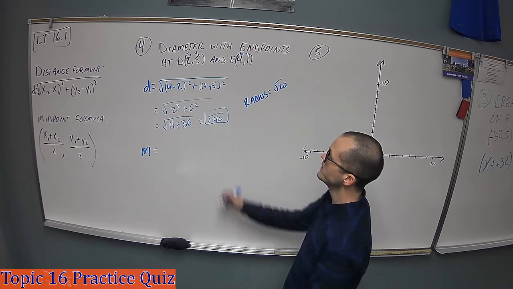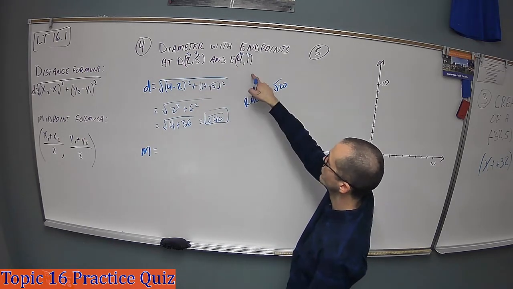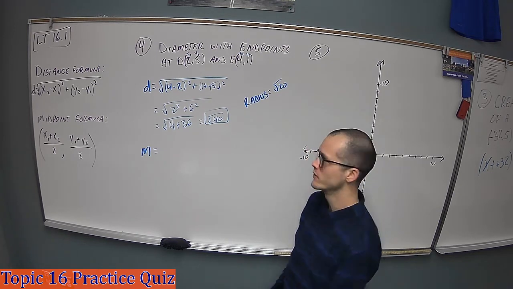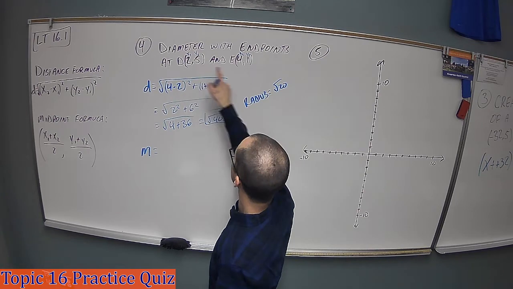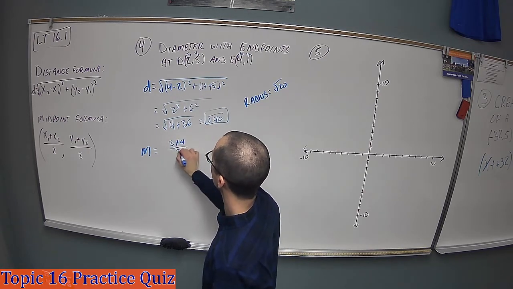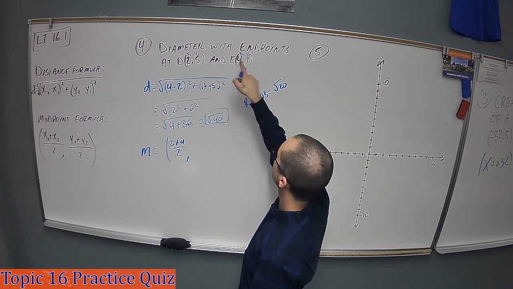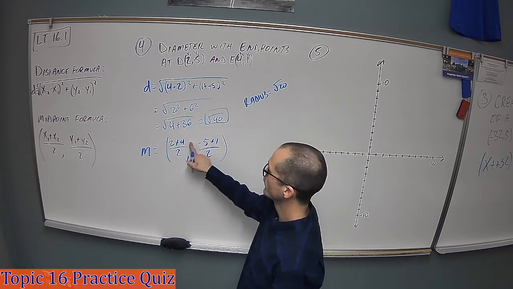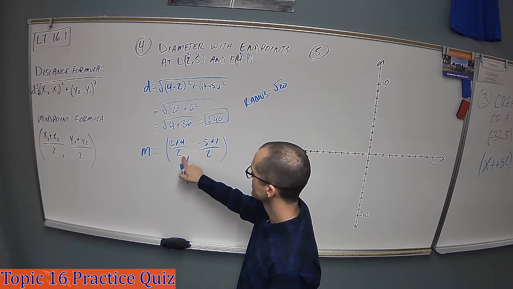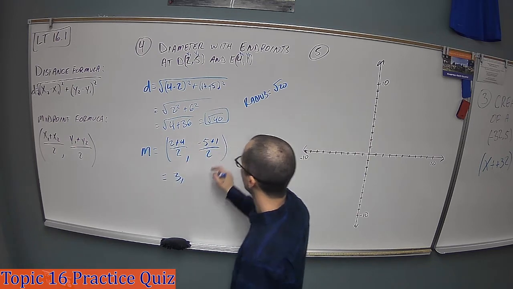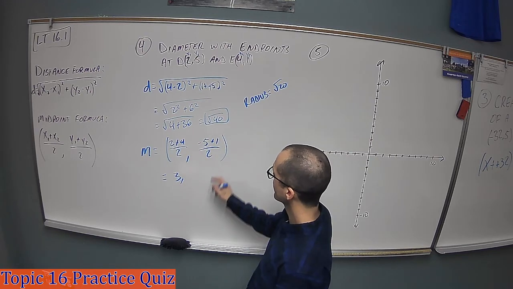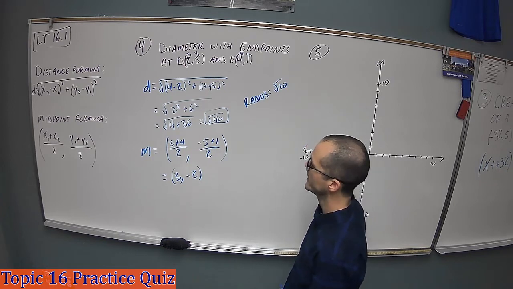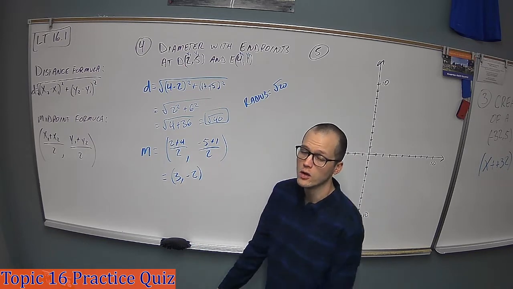This one, same thing. I'm going to leave my labels, x1, y1, x2, y2. We're going to use them the same way. Midpoint formula, of course, is a little bit easier. Just find the average of the x's, average of the y's. So it's going to be 2 plus 4 over 2, and then negative 5 plus 1 over 2. 2 plus 4, of course, is 6. Half of 6 is 3. Negative 5 plus 1 is negative 4. Half of that is negative 2. So the midpoint of this diameter is 3, negative 2, which is also the center of our circle.